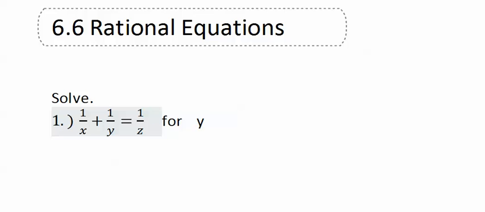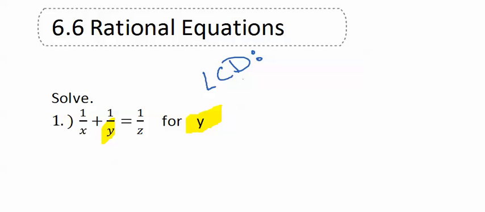So what you'll notice is we're trying to solve for y right here. So the whole idea is to get y by itself. The problem is that y is in the denominator, which makes it a little bit harder to work with. So what we're going to do, like we did in the previous video, is we're going to find the LCD. The LCD will help bring that variable out of the denominator, making it easier to work with.